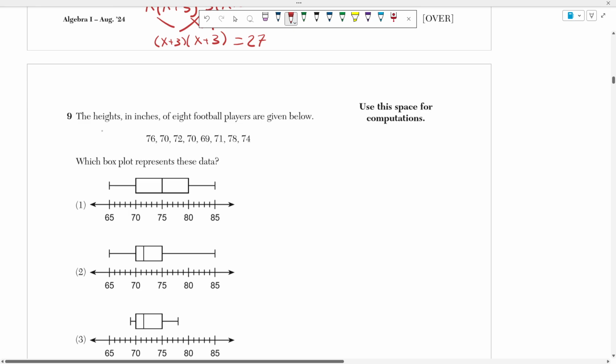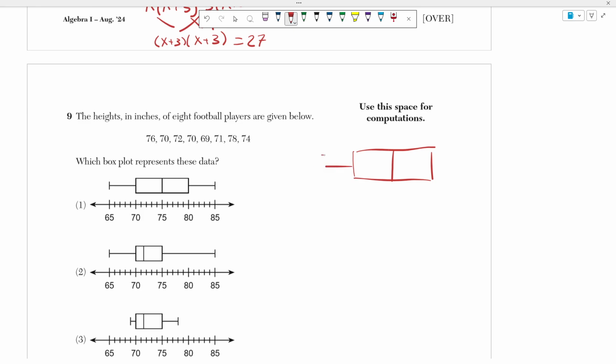Number 9 says the heights in inches of 8 football players are given below, and it's asking us which box plot represents the data. So the way that a box plot works is that the leftmost line represents the smallest value in your data set, and the rightmost line represents the largest value in your data set, and the middle line, this line right here, represents the median or the middle value.